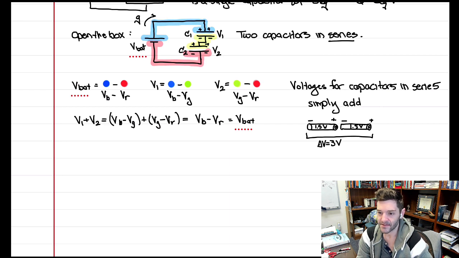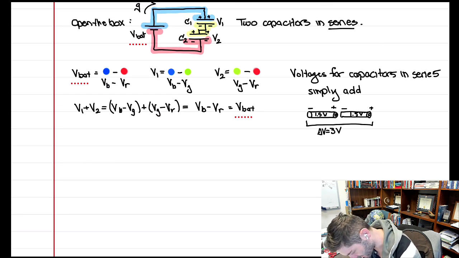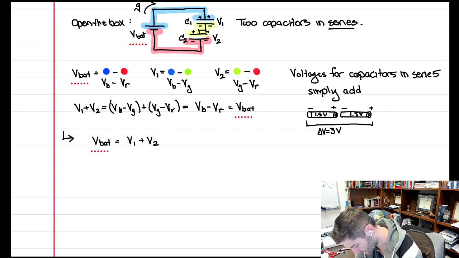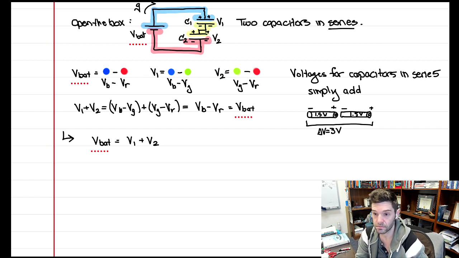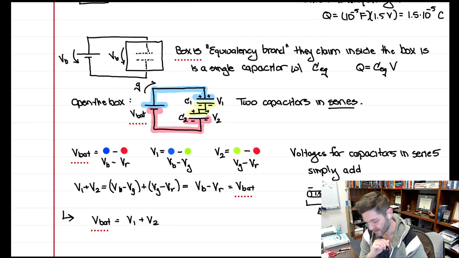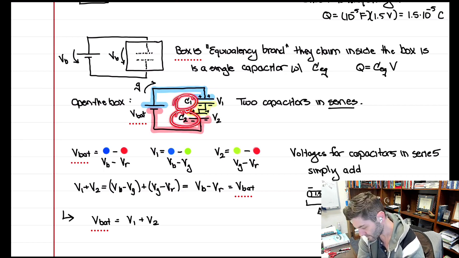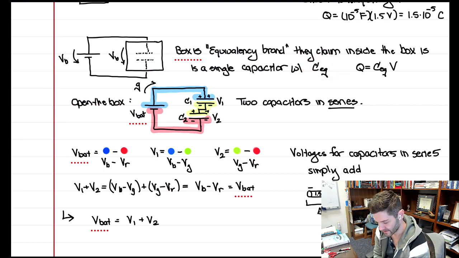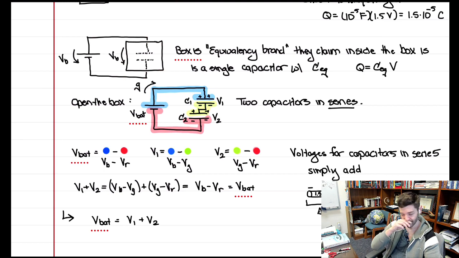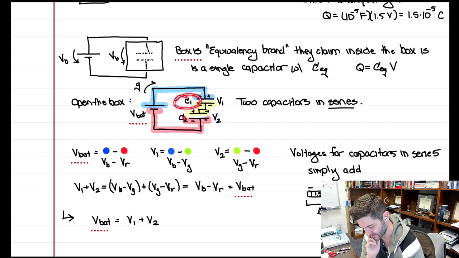So voltages for capacitors seem to add in series. If I write this down, simplify, it says that V battery equals V of capacitor 1 plus V of capacitor 2. The next thing to point out is, again, the idea is I want to come up with some sort of connection between these two individual capacitances and the single capacitance that I thought was supposed to be the capacitance for the entire box. That it goes in and comes out, and there's a single capacitance that corresponds to the box. And there should be a connection between this equivalent capacitance and these capacitances.